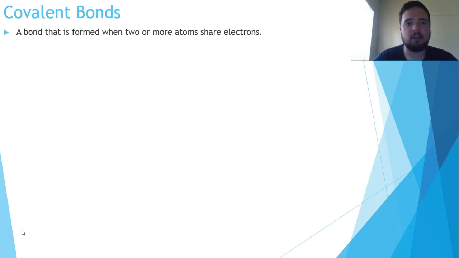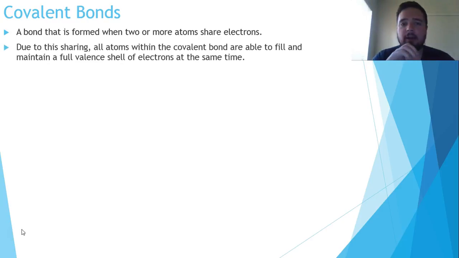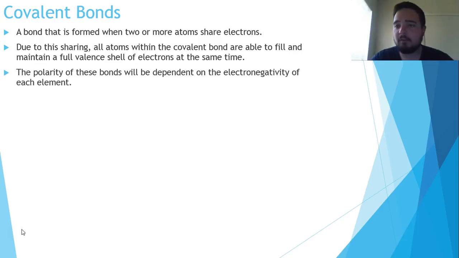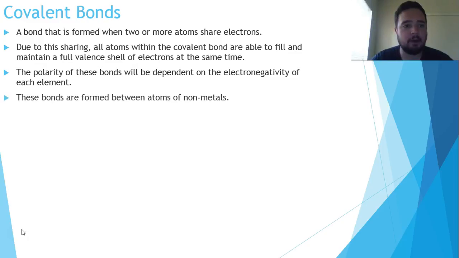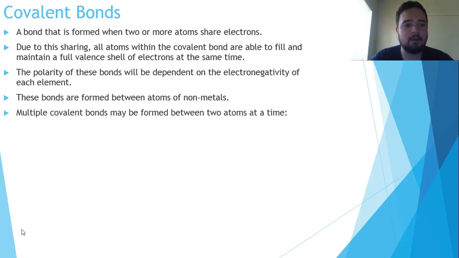So when it comes to covalent bonds, again, it's a bond that's formed when two or more atoms share electrons. Due to the sharing, all atoms within a covalent bond are able to fill and maintain their full valence shells, to both successfully have octets of electrons within their valence shells. The polarities of these bonds can be dependent on electronegativity, which is the polar and nonpolar covalent bonds. These bonds are formed between atoms of nonmetals, so that's going to be on the right-hand side of the periodic table. Multiple covalent bonds can be formed between two atoms at a time, though.